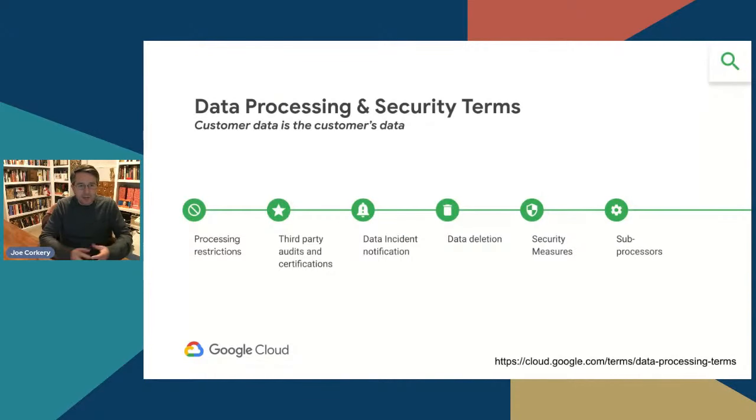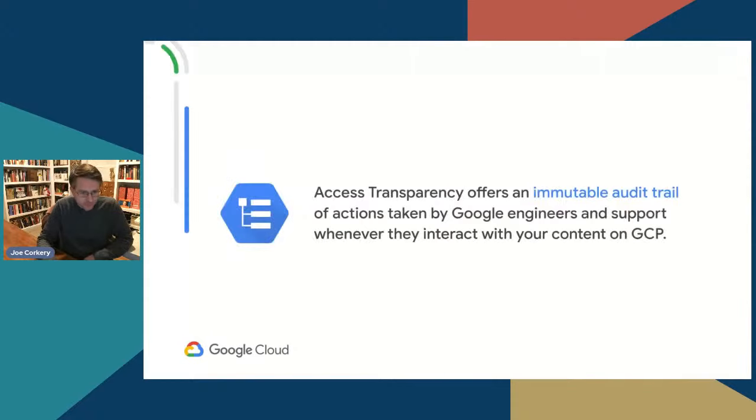At Google Cloud, we codify this in our data processing and security terms, something that everybody should be thinking about. But importantly, we emphasize that the customer data is the customer's data. So customer data brought to Google Cloud is only used for the purposes that the customer directs, and the different capabilities around that are codified in these terms. And the data that's brought there is not used for other purposes. We actually even have tools like Access Transparency, which allows this.